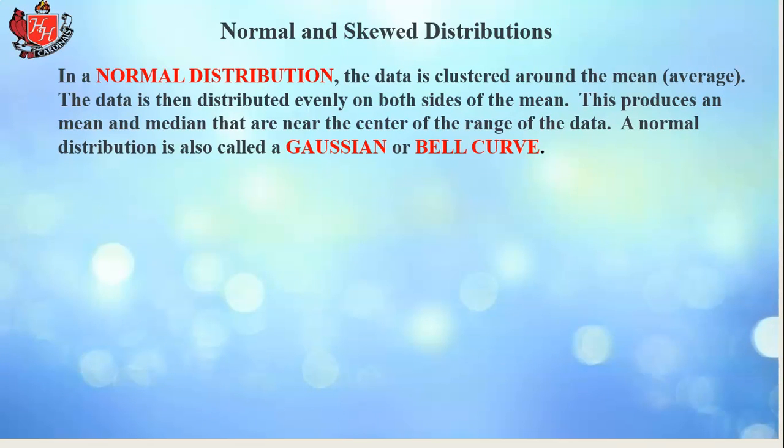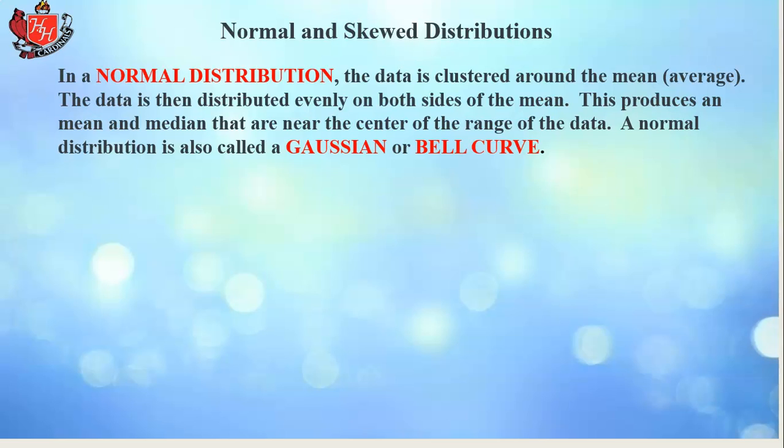Okay, normal and skewed distributions. In a normal distribution, the data is clustered around the mean, the average. The data is then distributed evenly on both sides. So we've seen that before. That's the bell curve on both sides of the mean.